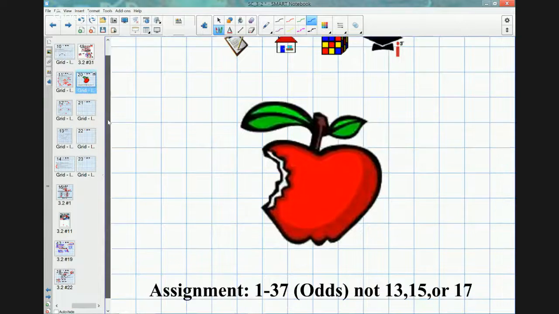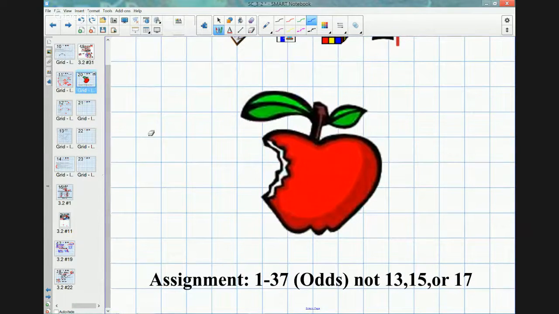Questions? While I'm throwing out the idea of questions, I'm showing you what the assignment will be. A little bit different. I got 1 to 37, all the odds, but then I threw out 3 problems. We're not going to do 13, 15, or 17. So 1 to 37 odds, but not 13, 15, or 17.